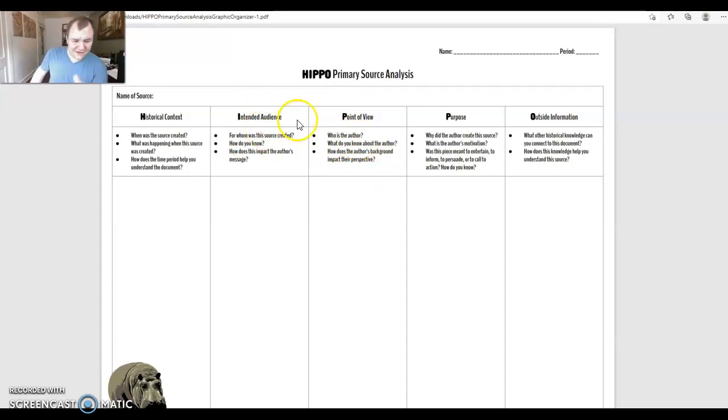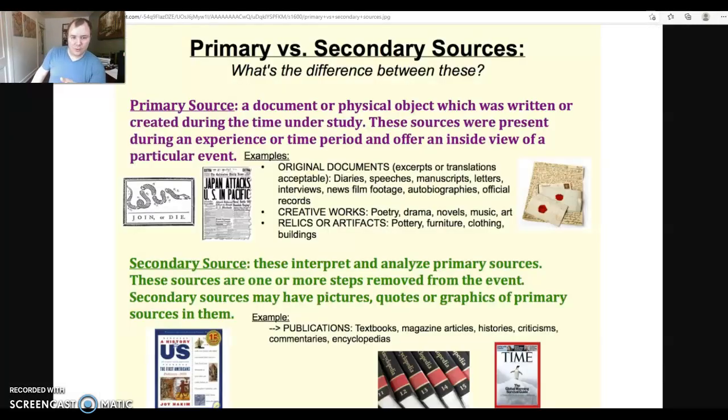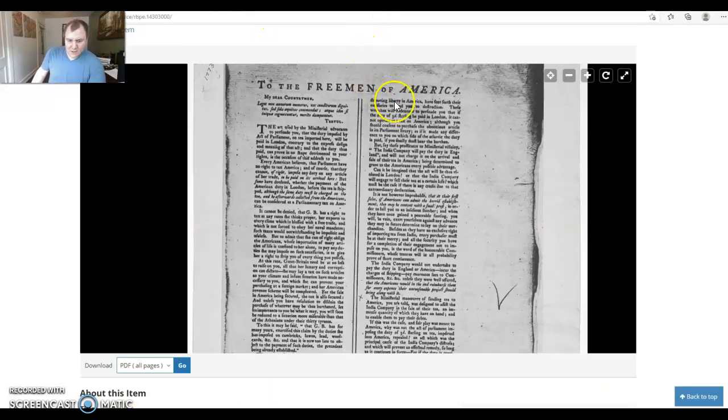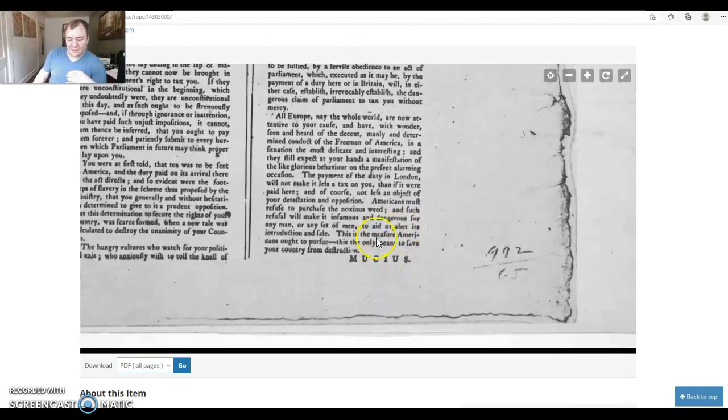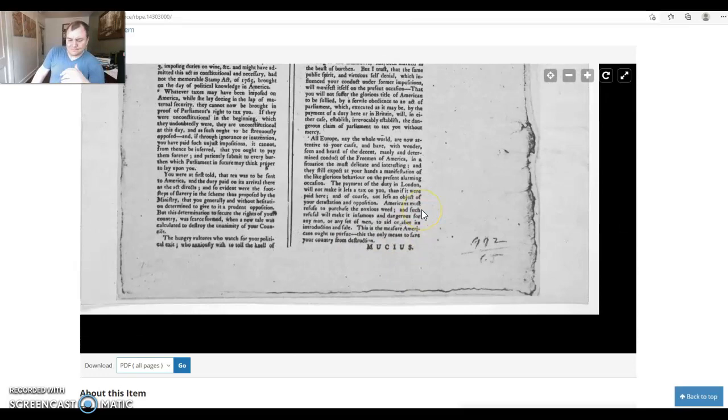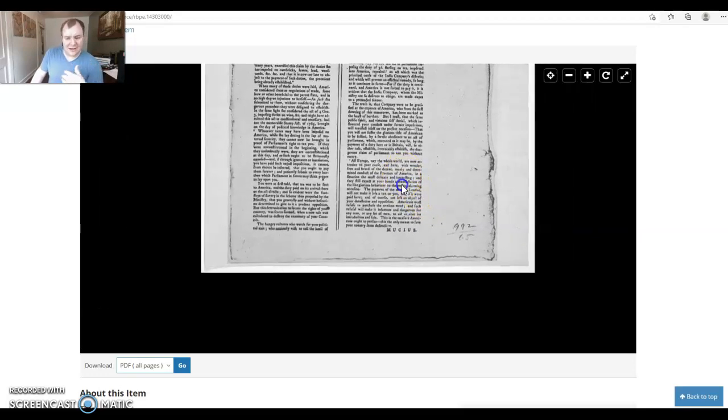All right. So that's intended audience. Point of view is a little bit trickier for this one, right? Point of view. He does not sign it with his name. If you go down here, it is signed Mucius, or however you pronounce it in Latin, right?